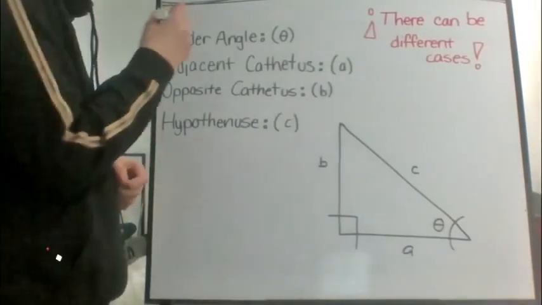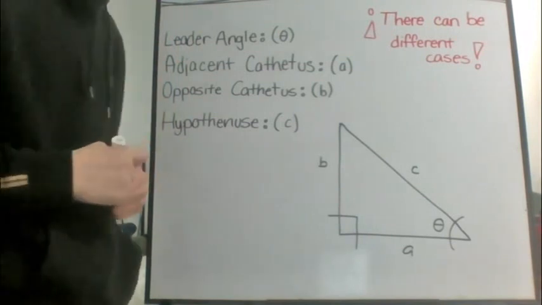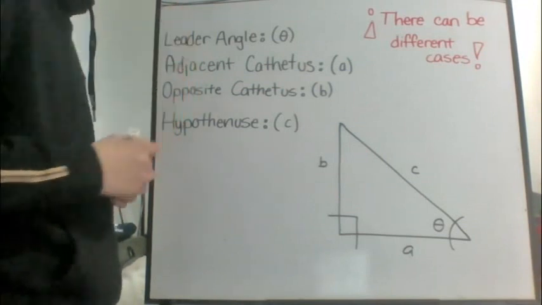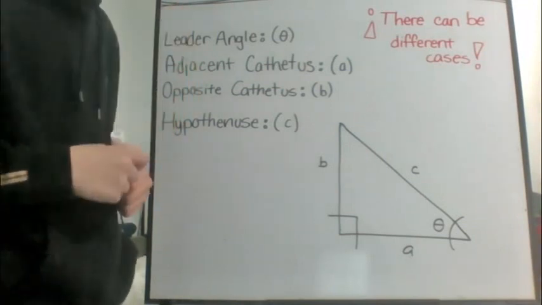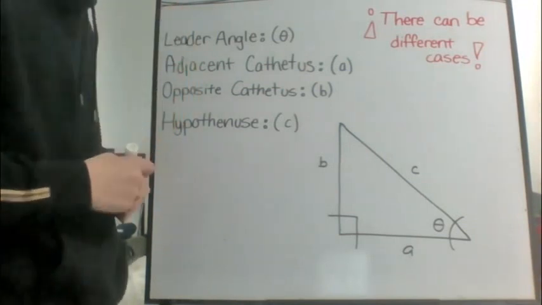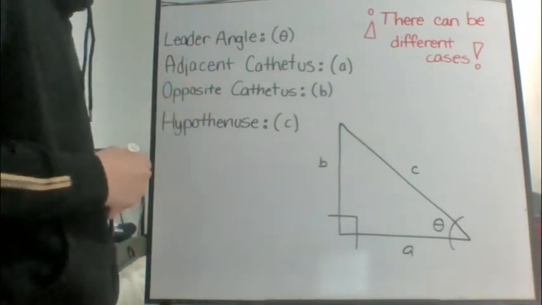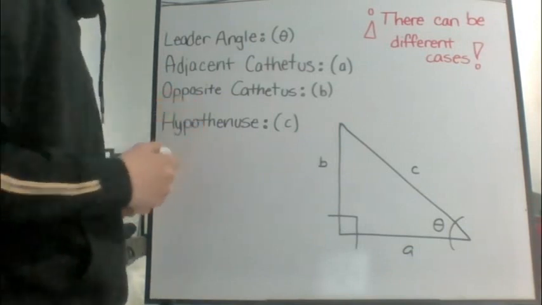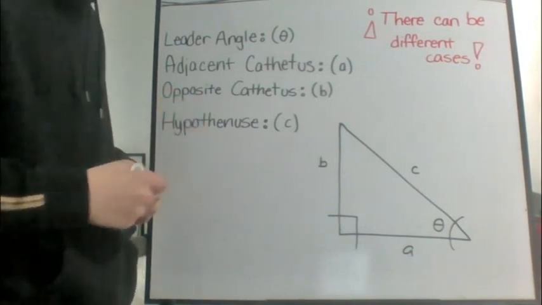First of all, the leader angle is the acute angle that indicates which sides are the legs of the triangle. Also, the adjacent leg is the side beside the leader angle, other than the hypotenuse. The opposite leg is the side of the triangle that is located across from the angle of reference. And the hypotenuse is the longest side of the triangle.